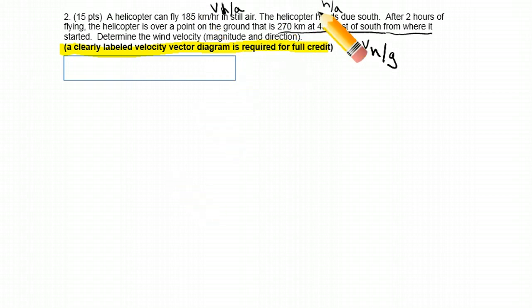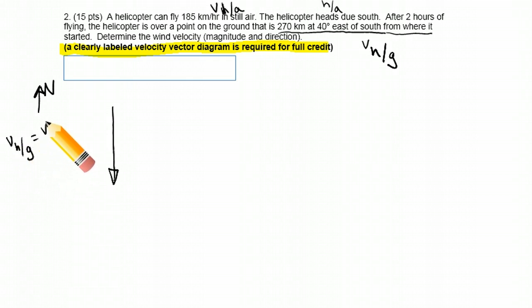Alright, so let's use this first one. We know both parts about the velocity of the helicopter with respect to the air. So it's going to fly due south. Of course, use north as up. Okay, the other thing to keep in mind is our equation. Velocity of the helicopter with respect to the ground is equal to the velocity of the helicopter with respect to the air plus the velocity of the air with respect to the ground. This is the wind.